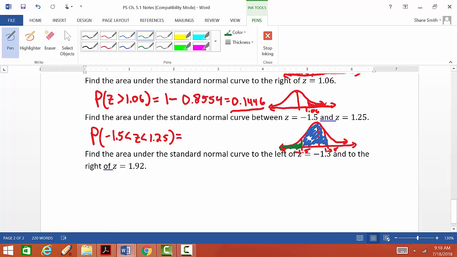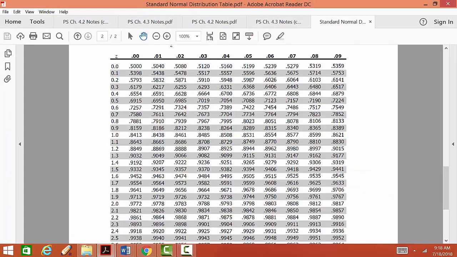So what I can do is I can look up the area of 1.25, and then I can subtract when I look up the area of negative 1.5, and that'll just give me the blue area. So once again, if I look up the area of 1.25, that'll give me the whole area under the curve. And then I'm going to subtract away the area to the left of negative 1.5, which will just give me the area in between left over. So 1.25, when I look it up, is 0.8944.